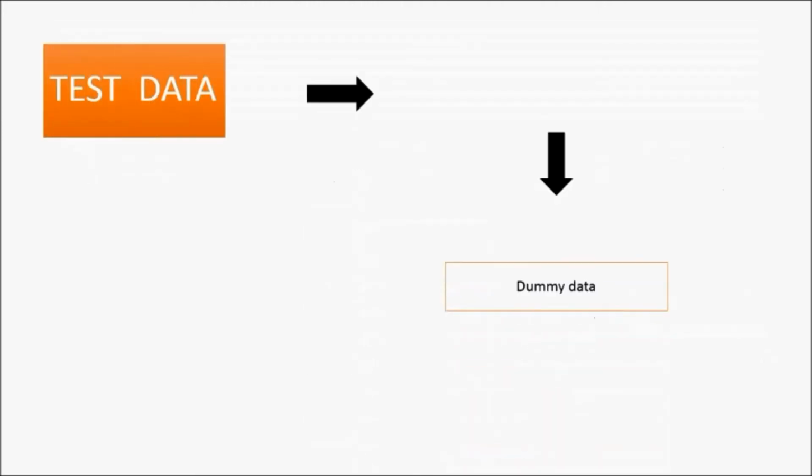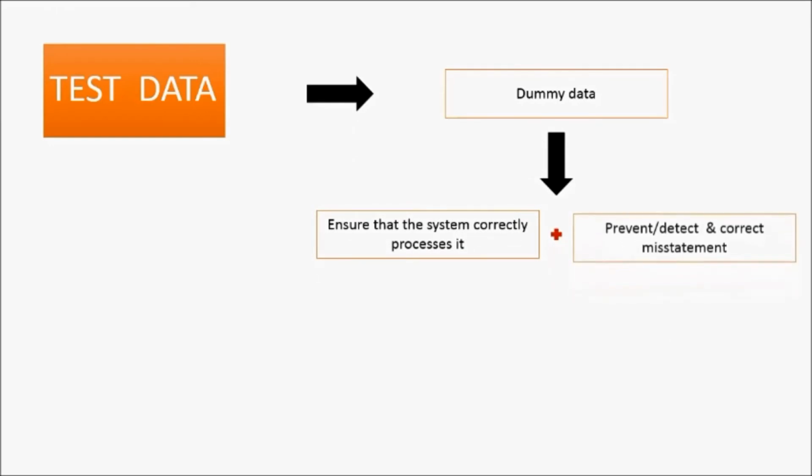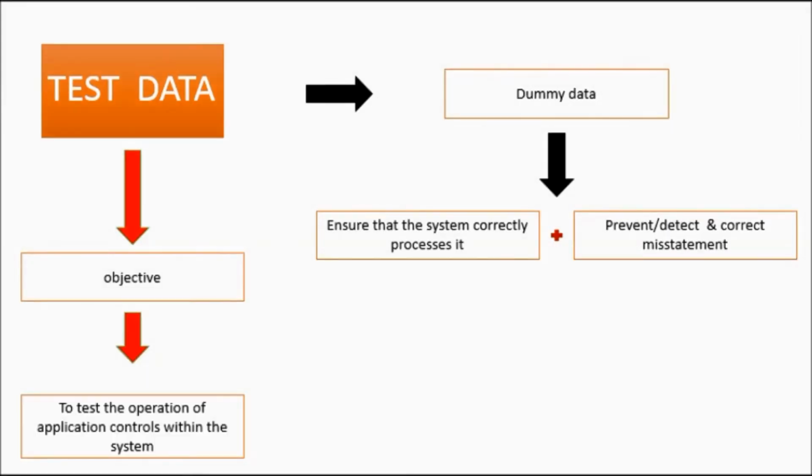Test data. It involves the auditor submitting dummy data into the client's system to ensure that the system correctly processes it and that it prevents, or detects and corrects, misstatement. The objective of the test data is to test the operations of the application control within the system.